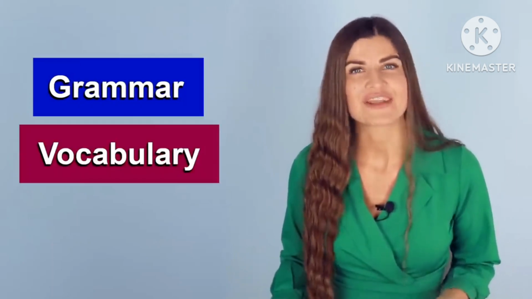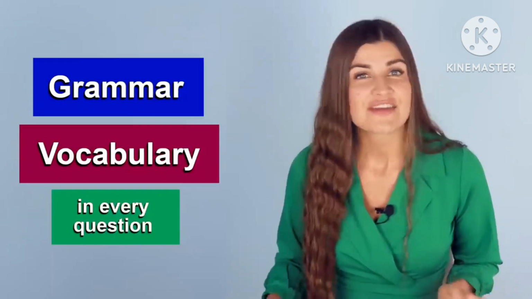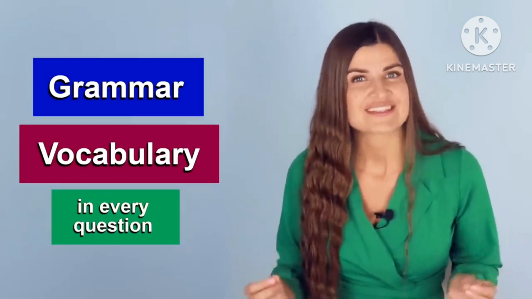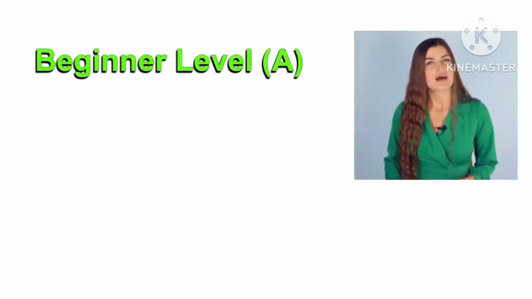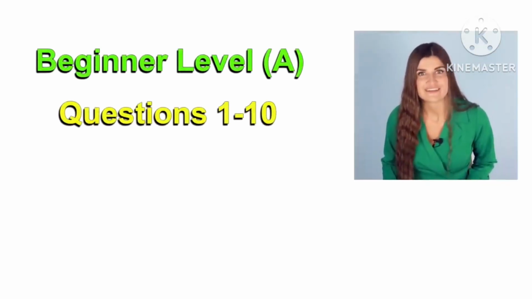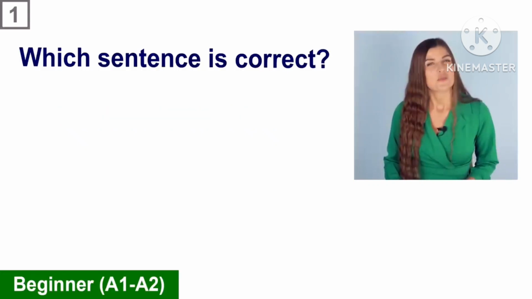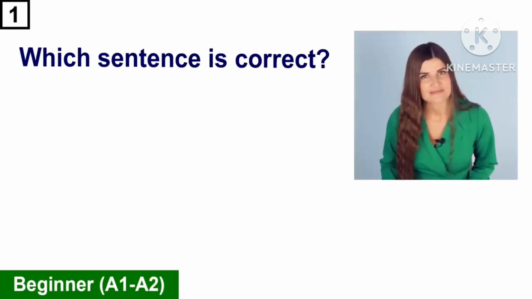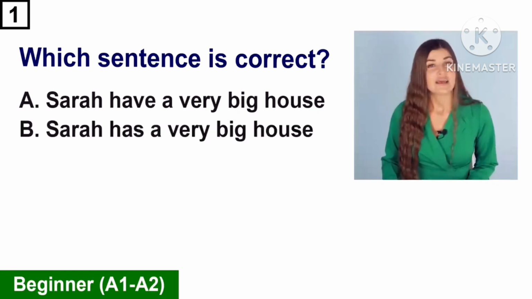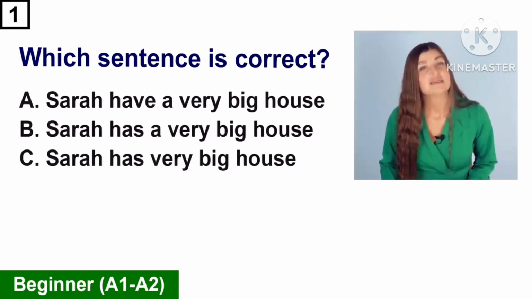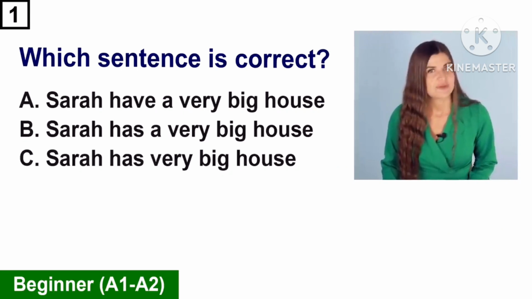Also, I'm gonna explain the grammar and vocabulary in every question so that you know why your answer was wrong, if it was. Now let's start the test. The first 5 questions are for the beginner level, the A level. Which sentence is correct? Sarah have a very big house. Sarah has a very big house. Sarah has very big house.